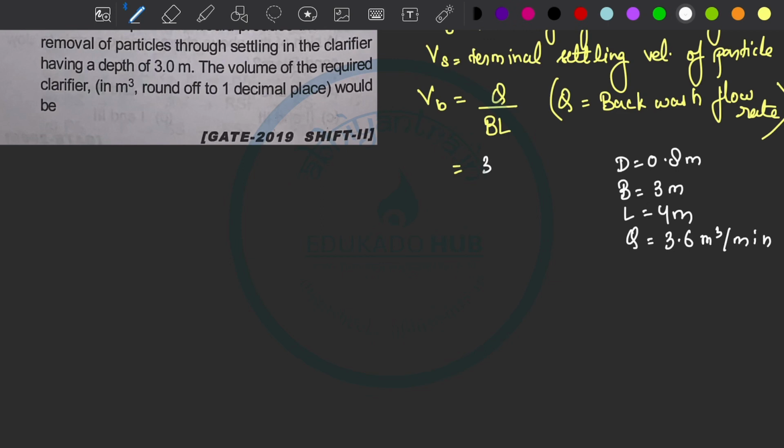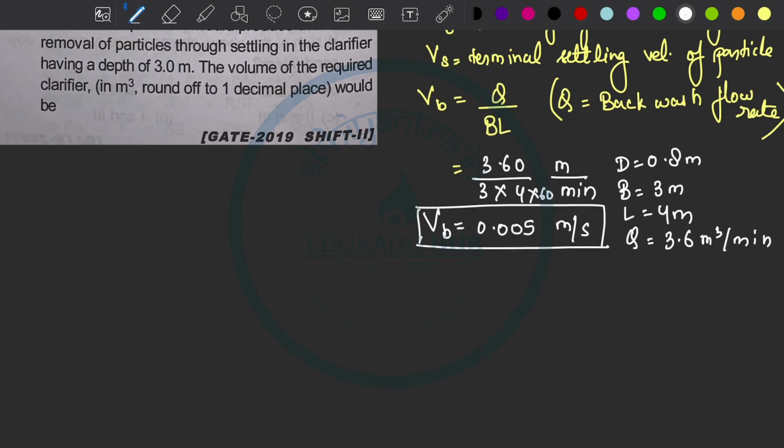So 3.6 upon (3 into 4), the velocity will come in meter per minute. If we change it into seconds, it will be 0.005 meter per second, which is the backwashing velocity. Now we know VB.